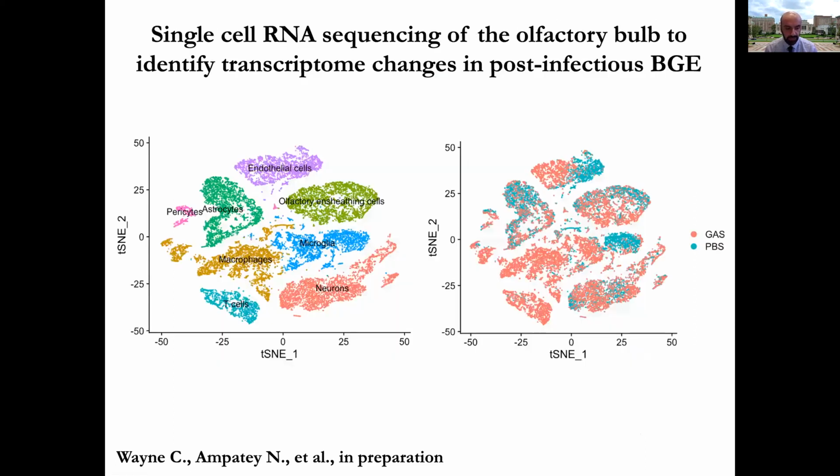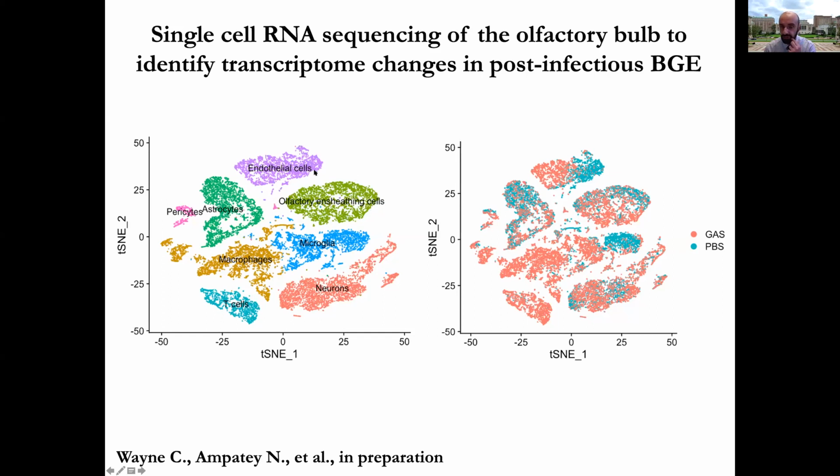In order to do that, a current graduate student in the lab, Charlotte Wayne, has performed single-cell RNA sequencing. In this approach, you take the brains, dissociate them into single cells, and then using sophisticated computational approaches, you assign cells identities and look for changes in their gene expression as a readout of what is happening in the brain. You can see here what we call t-SNE plots, where on the left you can see the identity of different cell types that Charlotte is able to identify: the neurons, the microglia, the endothelial cells, the astrocytes, macrophages, and T cells.